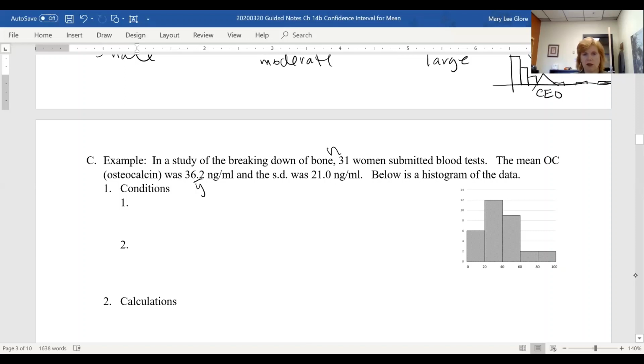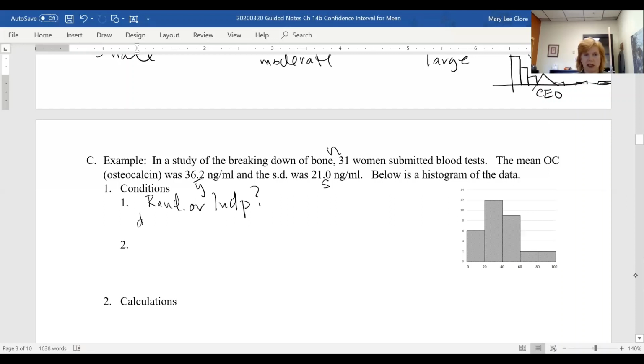So of those 31 women, their mean osteocalcin was 36.2 and the standard deviation was 21. Again, this is a sample standard deviation, so that's s. And so here's my data. I'm going to check my conditions. The first condition is the randomization or independence. To figure out if it meets that, I have to see how the data was collected, and it doesn't tell me.